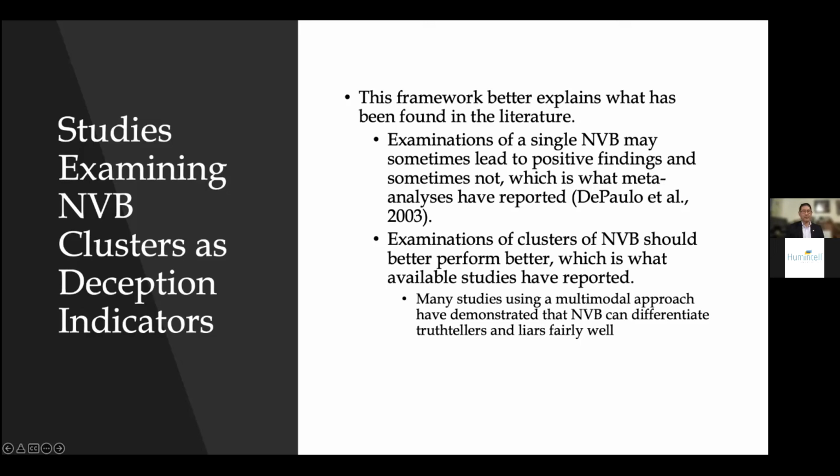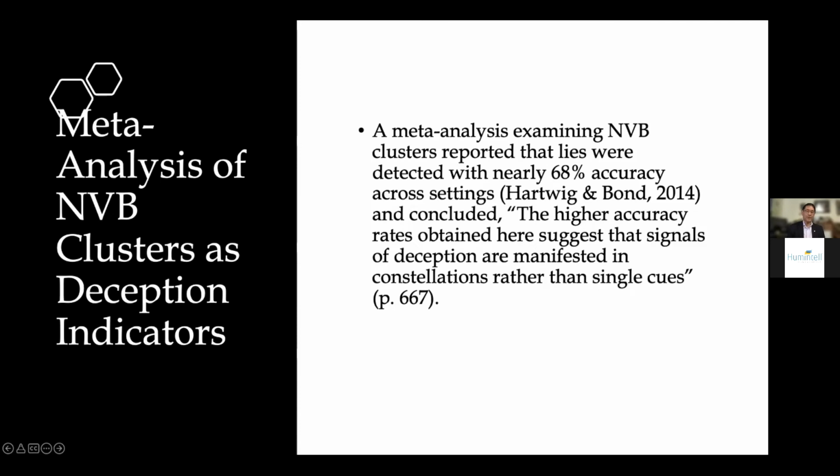And in actuality, about 8 years ago, a meta-analysis of nonverbal behavior clusters as deception indicators was published. This meta-analysis, published in 2014, concluded, and this is a quote, that the higher accuracy rates obtained here suggest that signals of deception are manifest in constellations rather than single cues. And so the available research that examined clusters of nonverbal behavior matches with theory, matches with the neurological wiring, and matches with what I think is common sense about the total communication package.